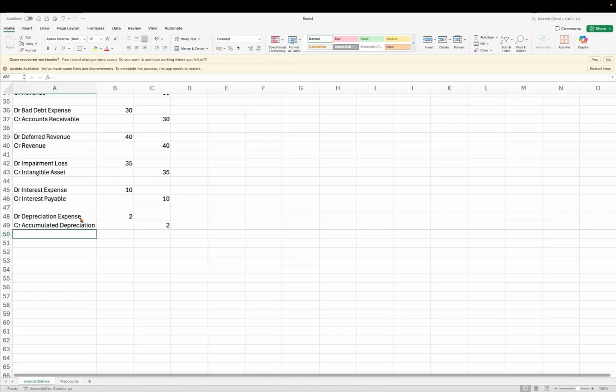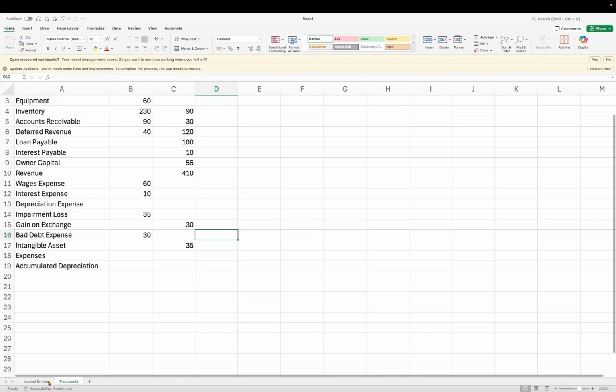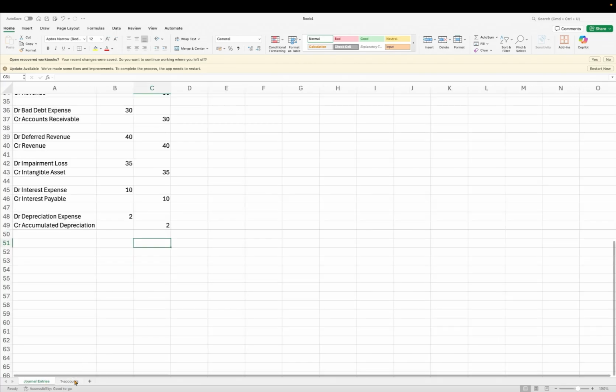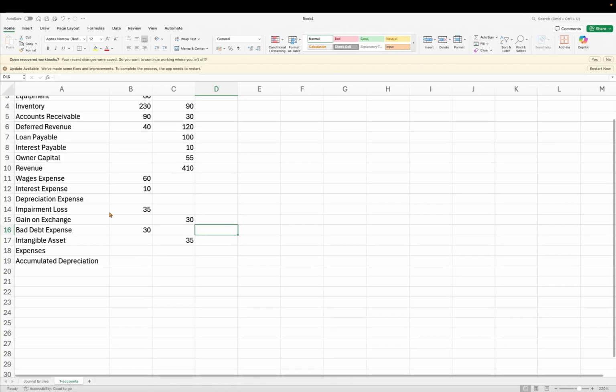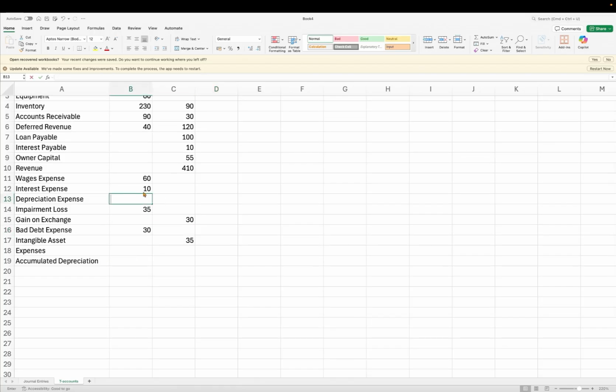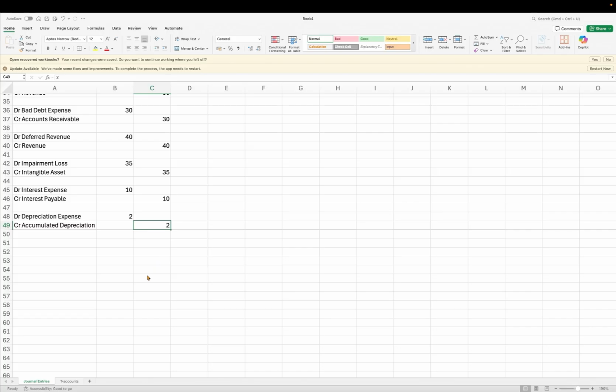So accumulated depreciation records the reduction in the book value of the asset. Therefore, I debit depreciation expense for 2 and credit accumulated depreciation for 1. I mean 2. Let's add our values to the T account. So we've got 2 at the depreciation expense, and we've got 2 at the accumulated depreciation.